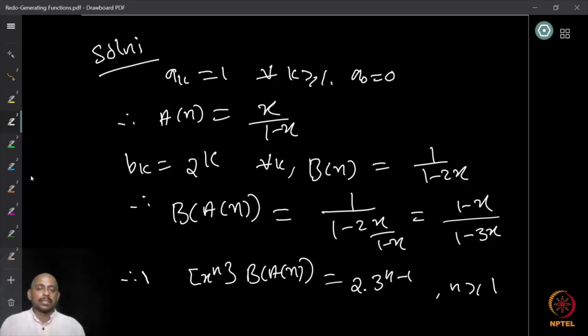And now we apply the composition rule. So b of a of x: a of x is x by 1 minus x, and b of x is 1 by 1 minus 2x. So substitute for x with x by 1 minus x, which gives 1 by 1 minus 2x by 1 minus x, which is 1 minus x by 1 minus 3x. From this, 1 by 1 minus 3x gives you 3 raised to n, x raised to n, and then you multiply with 1 minus x and look at the coefficient of x raised to n, that is 2 into 3 raised to n minus 1. This is something you can verify, for n greater than or equal to 1. So we can verify that there are precisely 2 into 3 raised to n minus 1 ways to do this.